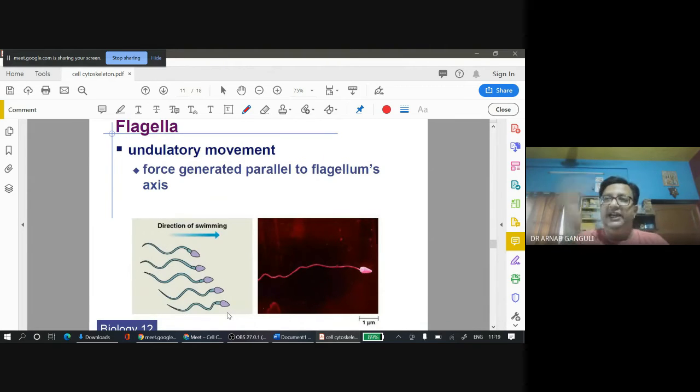Flagella show undulation. Undulation means circular movement. The flagellum goes like this, in this manner. So this is an undulation movement. And this causes the euglena or the sperms to move ahead. This is a sperm which you are seeing.